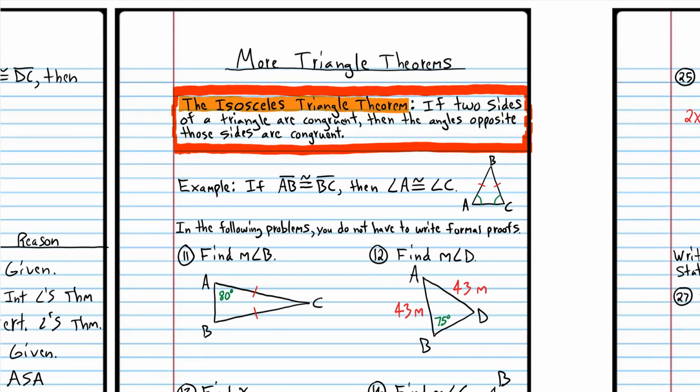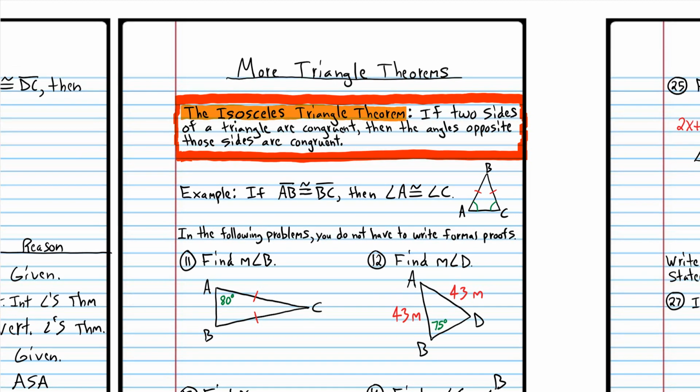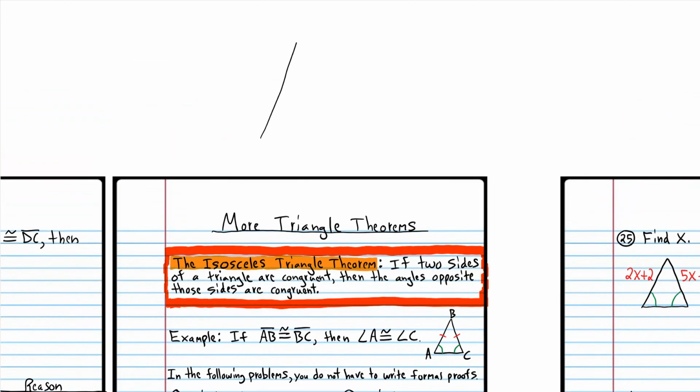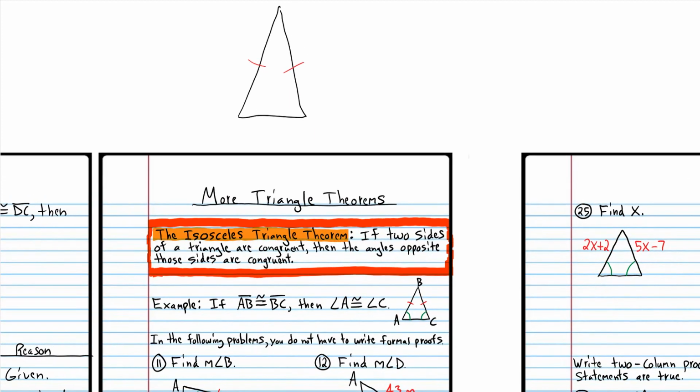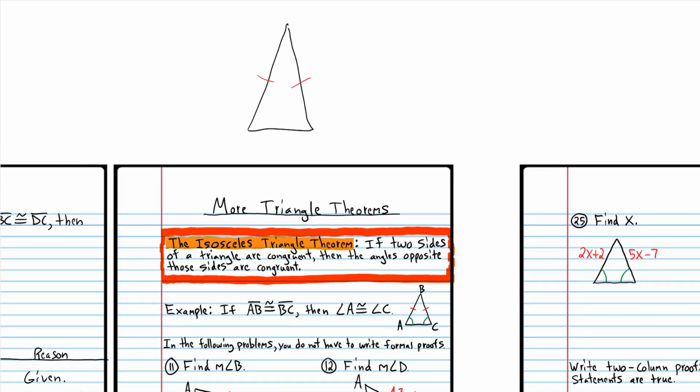So this is the Isosceles Triangle Theorem. Now in a previous class we talked about what isosceles triangles are. Isosceles triangles are triangles where two sides are congruent. And it turns out actually three sides can be congruent in some cases, but you can just think of it as two sides are congruent. So what the Isosceles Triangle Theorem tells us is that if you have a triangle where two sides are congruent, the opposite angles must be congruent also.